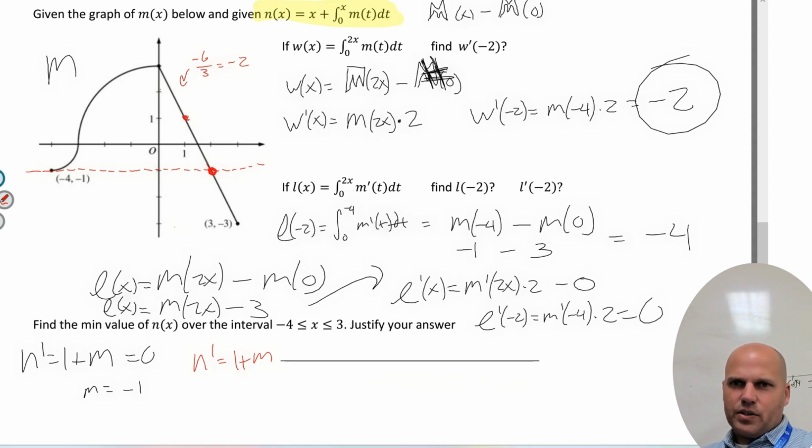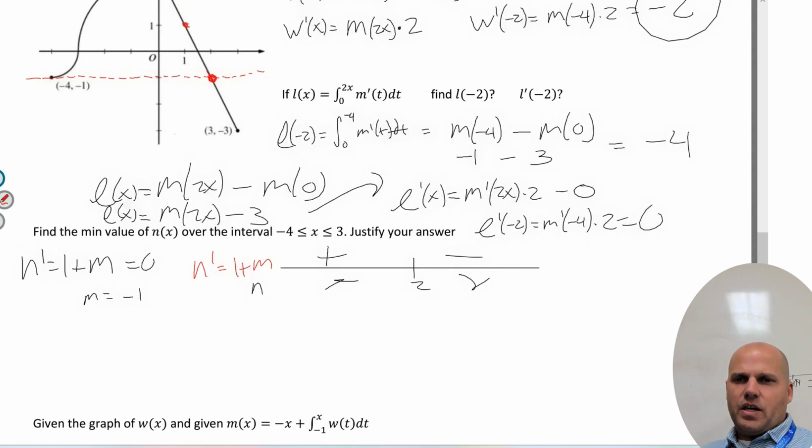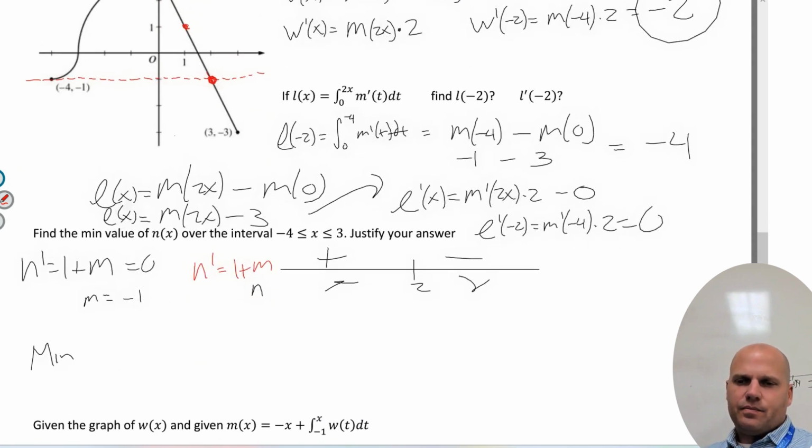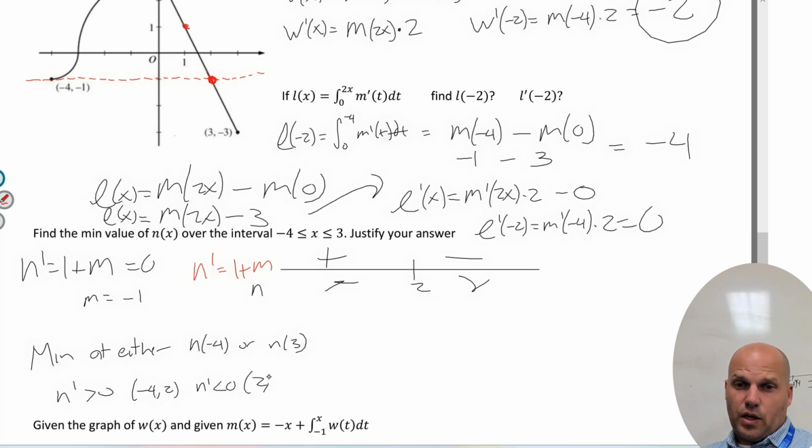Why do I keep giving you endpoints? Sucks. 2 is a very important value. That means n is increasing then decreasing, which means we're going to have a min at either n of -4 or n of 3, because n prime is positive from -4 to 2, and n prime is negative from 2 to 3. Cool. I'm assuming we're going to start at our min and we're going to increase a bunch and decrease a little bit.